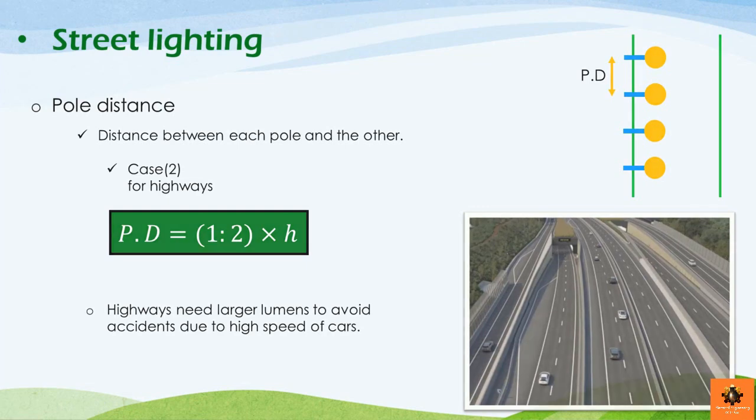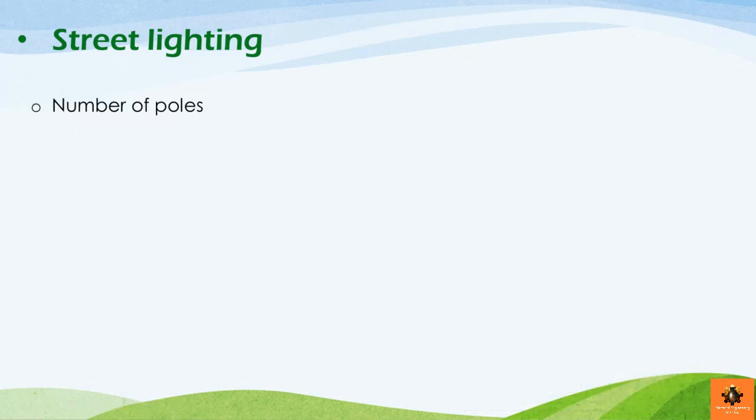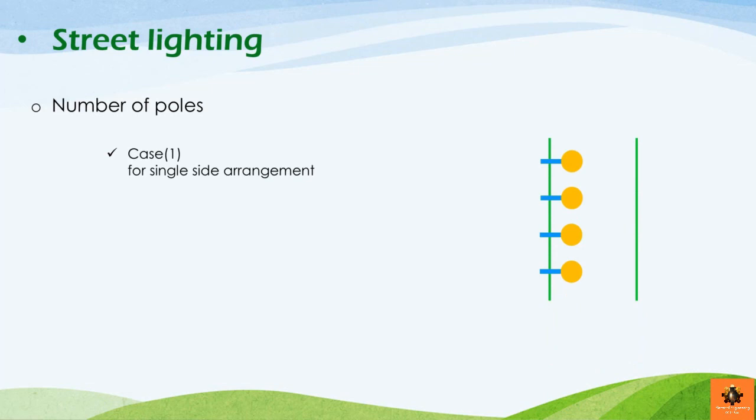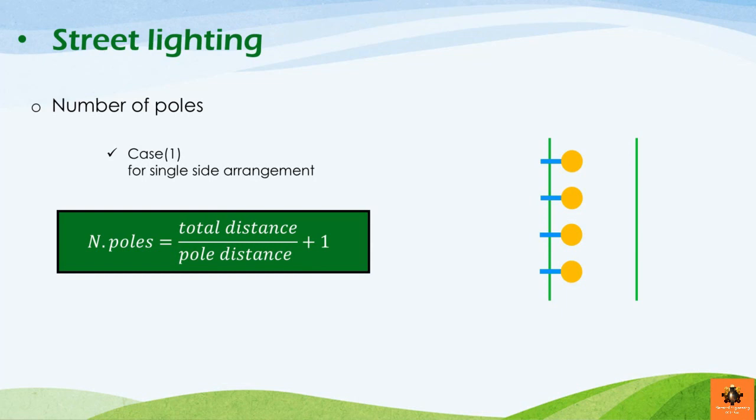Very good. Now we need to know how to calculate the total number of lighting poles and how to calculate the total number of luminaires also. Here we say that this depends on the lighting case we are working on. If we are working on a single side arrangement, the number of poles will equal the total length of the street over the pole distance plus 1.